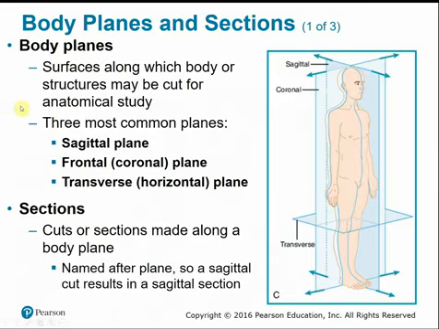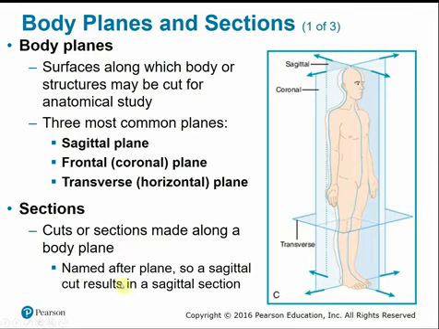Body planes and sections. A body plane is just a surface where we may cut a subject for study. So basically different directions that you could chop somebody up in. So the three most common planes that we deal with in anatomy and physiology are the sagittal plane, which cuts down the middle or makes left and right halves, a frontal or coronal plane, and a transverse or horizontal plane. So these sections are the cuts that result from cuts along these body planes.